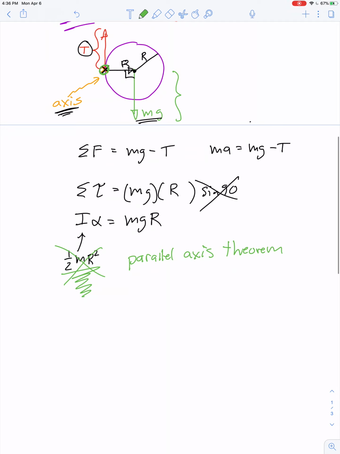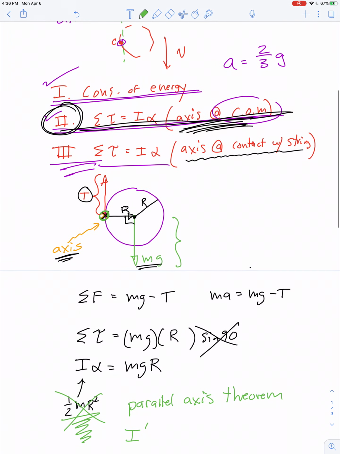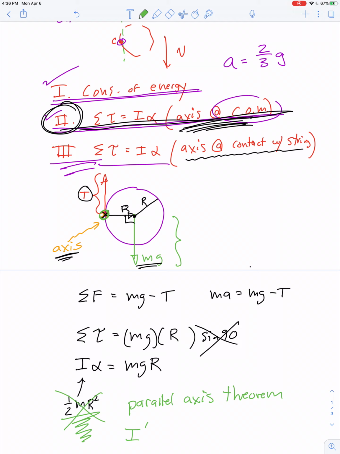Right? Give you a quick reminder. As long as you have an axis that lies parallel to one that passes through the center of mass, so if you allow me to draw in 3D and say this is our x-axis, this is our y-axis, then the z-axis points out of the page. So I want you to picture an axis of rotation parallel to that z-axis that passes through the rim of the wheel versus an axis of rotation along the z-axis that passes through the center of the wheel. Those two axes are parallel to one another.